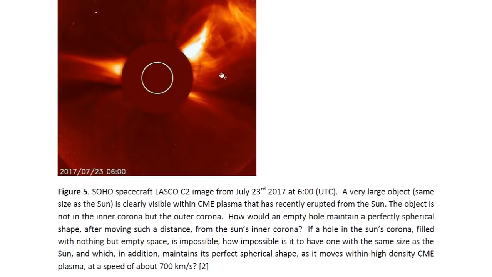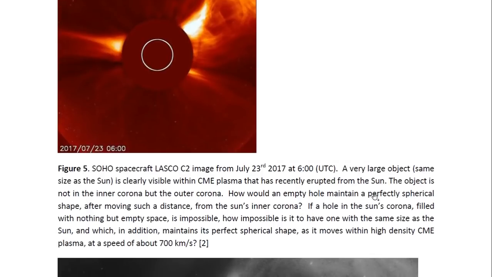Now, this object is not even inside the sun's inner corona, which only goes to about half a solar radius from the surface of the sun, and the size of the sun is indicated by this white circle. You see the object is therefore about the same size as the sun. And so the object is in the outer corona, because it's quite far from the sun in this image already. It is moving away from the sun with CME plasma. Now, if this object was an empty hole, how would it maintain a perfectly spherical shape after moving such a distance from the sun's inner corona? And that is if it was produced by a coronal cavity.